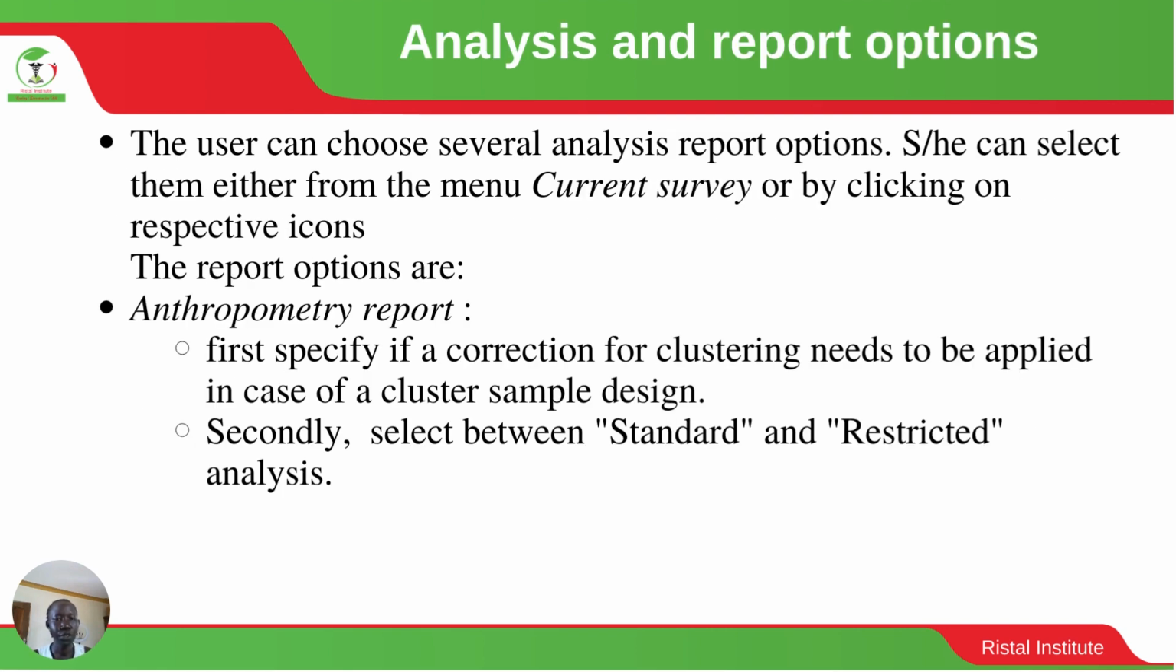Analysis and report options. The user can choose several analysis report options. She can select them either from the menu, current survey, or by clicking on the respective icons. And some of the options include anthropometry report. That option allows you to generate a report of the anthropometric indicators. It will first specify if a correction for clustering needs to be applied in case of a cluster sample design. And secondly, can select between standard and restricted analysis.